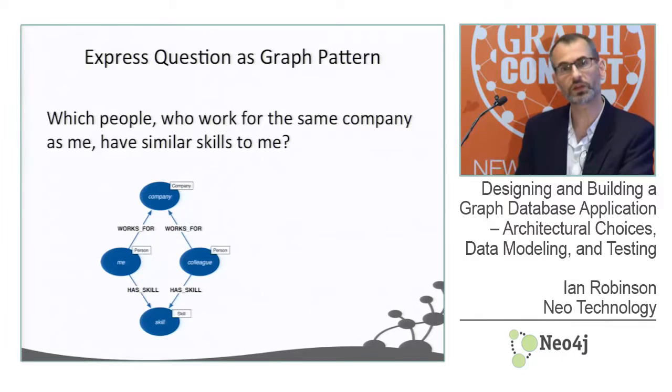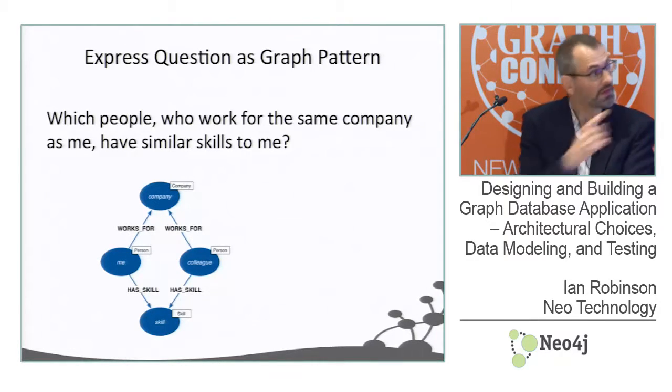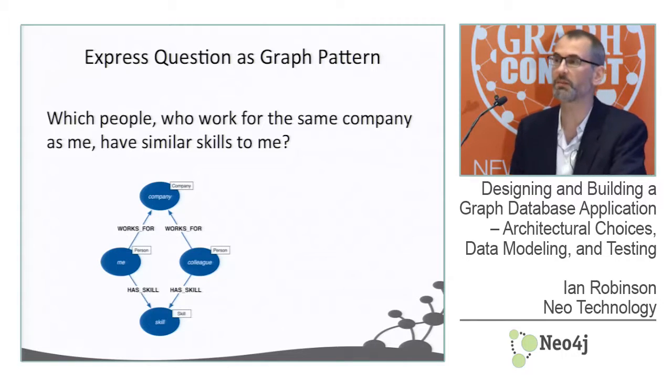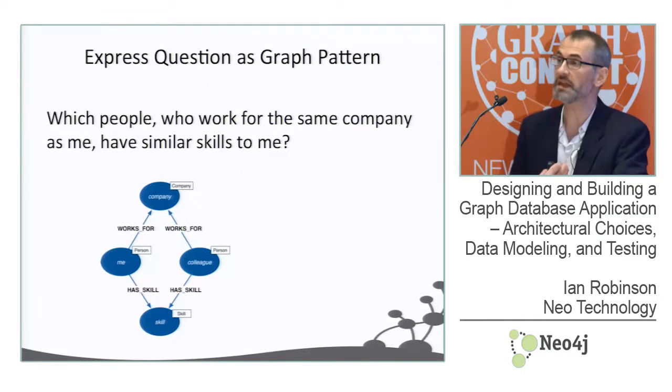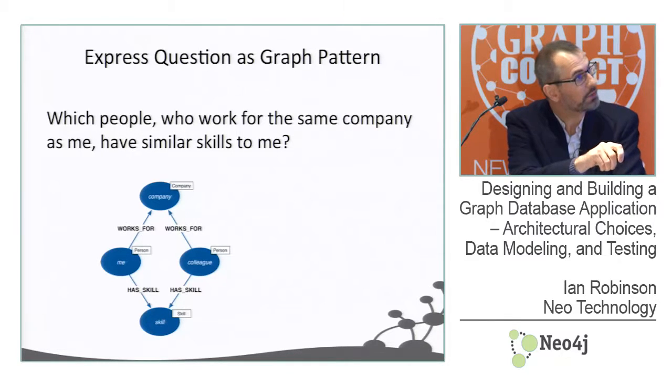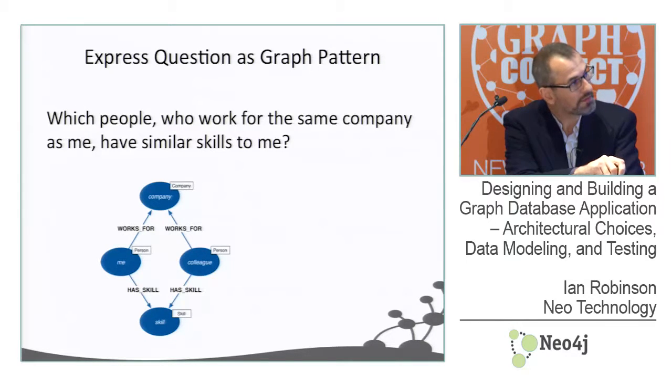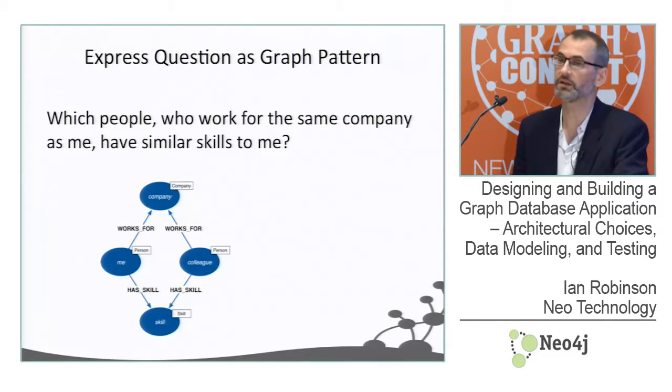So in order to answer this question, I'm going to have to find some patterns inside of my graph, inside of my data set. So I'm going to be looking for a specific pattern. And this is the pattern I'm looking for. It's a little diamond-shaped pattern. Somewhere in the graph, there is hopefully a node that represents me. And I'll be connected to a particular company, and I'll be connected to one or more skills. I'm connected to a skill here. What I'm looking for are people who also work for the same company and have the very same skill, who are connected to the very same skill node.